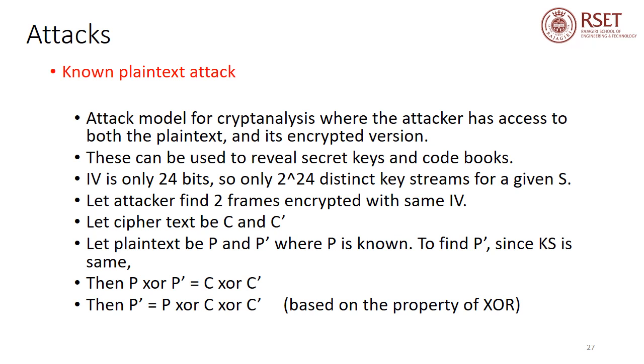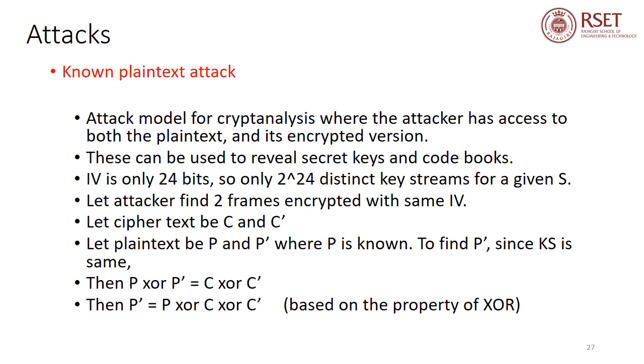If the previously discussed data protection model is used in the WEP protocol for data transfer between a wireless station and access point, different kinds of attacks are possible. We will discuss some of them. First one is known as the known plain text attack. It is basically an attack model for cryptanalysis where the attacker has got access to both the plain text as well as its encrypted versions. And the advantage of this attack is that it can be used to reveal secret keys and various code books.